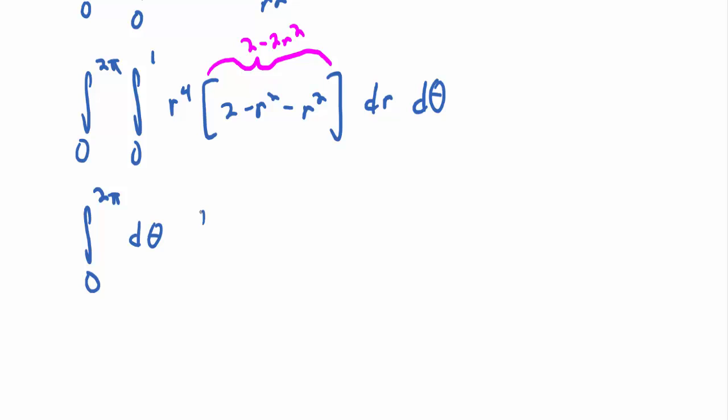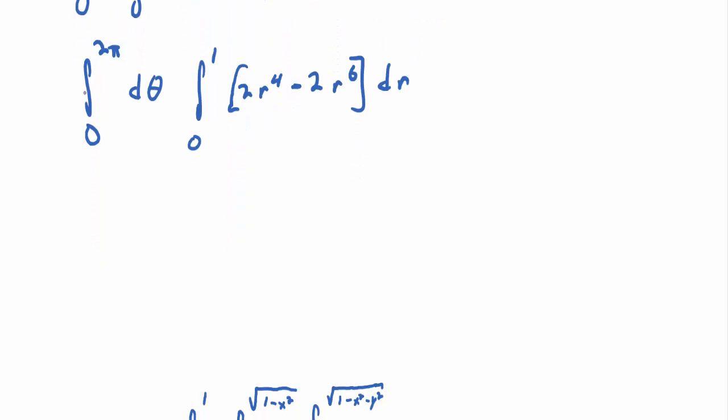And then what does this guy become in here when you distribute? So think of distributing the r to the fourth to that guy. What do you get? 2r to the fourth minus r to the sixth. Okay, dr. Okay, so I just like doing it that way because it really cleans it up. There's less to think about. So this is just 2 pi.